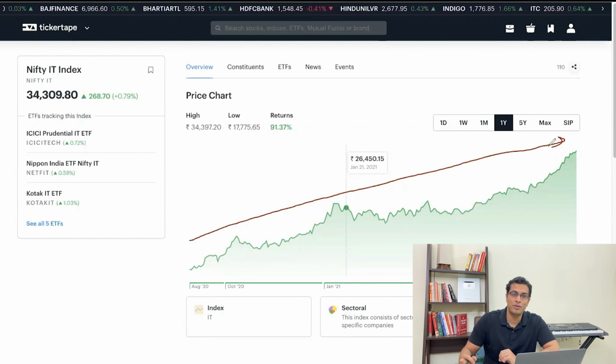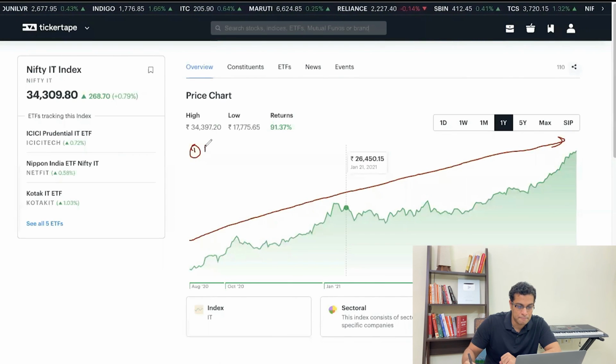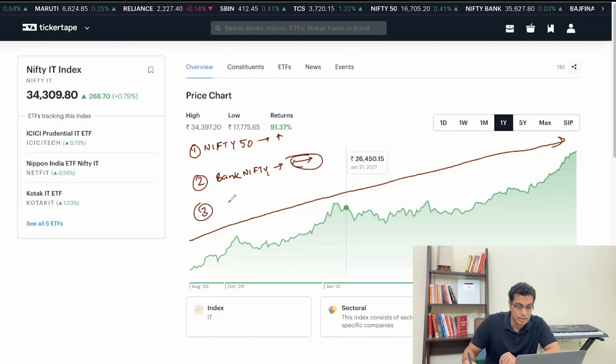So the point that I want to drive home is very simple. If you piece all these 3 pieces of data together, number 1, Nifty 50 stocks on average have gone up, right? So that is the first key point. Second point, if you take a look at Bank Nifty, then it has somewhat traded sideways, right? So it has hardly given any return. And if you take a look at Nifty IT, it has literally gone up, right?